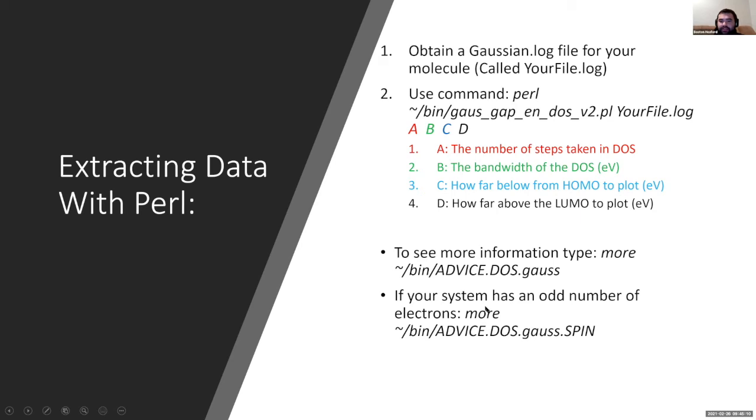And if the system that you're modeling has an odd number of electrons, the steps that I just went through aren't exactly what you need to do. You need to do something slightly different, and you can find more information on that using that command. It's very similar to the even number of electrons, just a little bit more involved, but not by much.